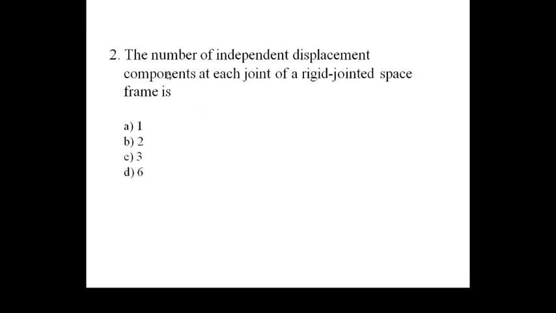Then you see this one, the number of independent displacement components at each joint of a rigid jointed space frame is how many? The options are 1, 2, 3, 6. For a plane frame, that is 3. The space frame is greater than 3, therefore your answer is D, that is greater than 3, meaning 6 here.